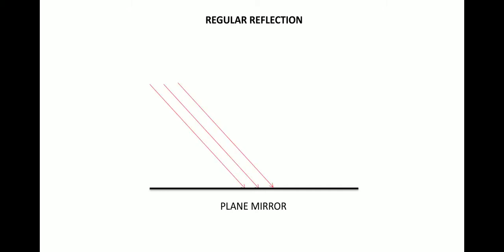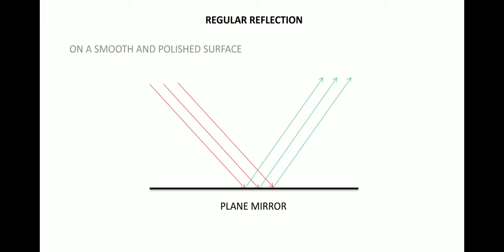Now there are two types of reflections. Firstly, regular reflection. Suppose you take a plain and smooth surface, and a parallel beam of light falls on the surface, just like the previous case. Then again, the reflected rays will be the reflected rays on a smooth and polished surface. Over here, this plane mirror, as you all know, is very smooth and polished such that the rays which reflect back will be parallel.